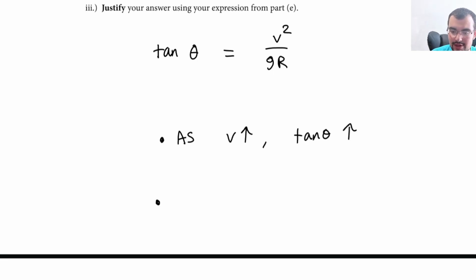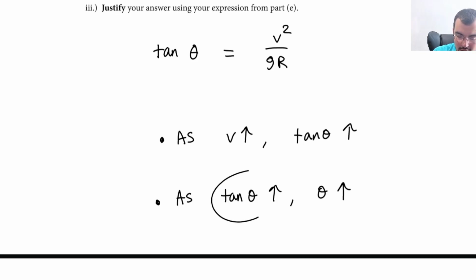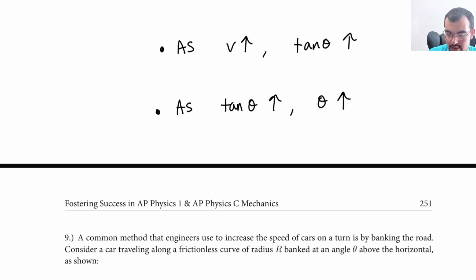I would add this to your list of dependencies. You should know how sine, cosine, and tangent behave from 0 to 90. And you should actually also know that as tangent theta increases, this means theta increases. Because the tangent function starts climbing. So tangent is an increasing function. So if the output is increased, the input must also increase. So it does work.